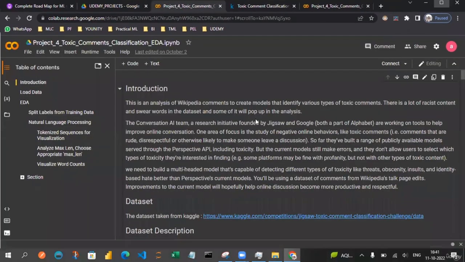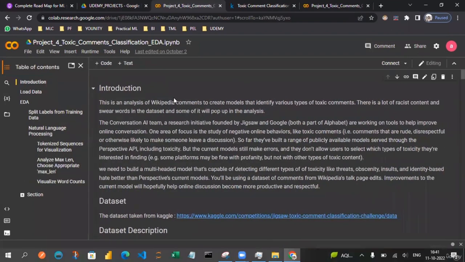So let's get started with the EDA by using this task. And let's also understand some of the introduction about this technology and Jigsaw, where it is platformed and when it was founded. Jigsaw was initiated by Google, and nowadays it is part of Alphabet. It was purposed as a tool to improve online conversations. One area of focus is mostly the study of negative online behavior, like toxic comments, such as rude or disrespectful behavior, or otherwise something that makes someone leave the discussion.